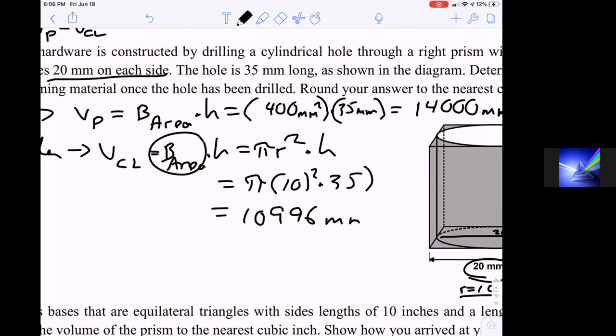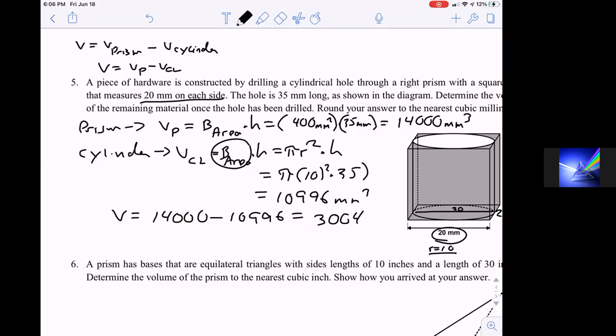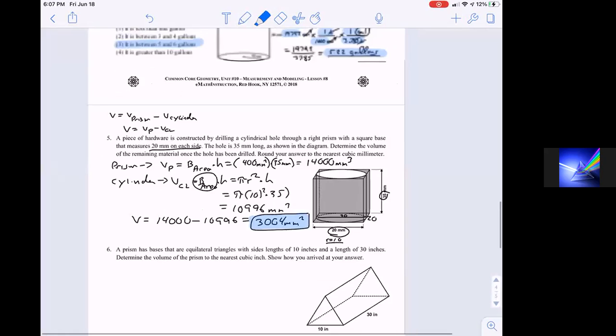The volume of the cylinder, when we multiply those together, we get about 10,996 cubic millimeters. The total volume would be 14,000 minus 10,996. And that comes out to about 3,004 cubic millimeters. That would be the volume of the shaded region left over.